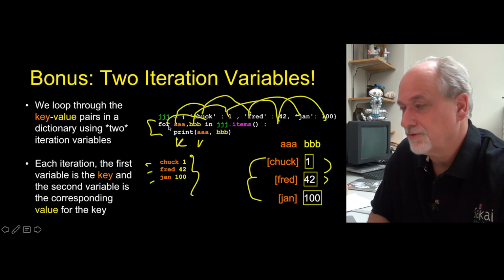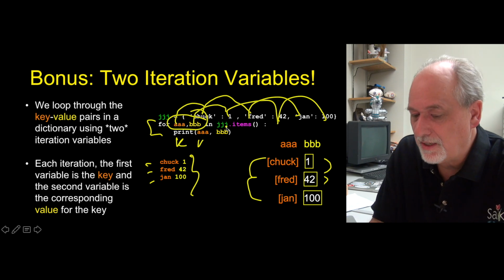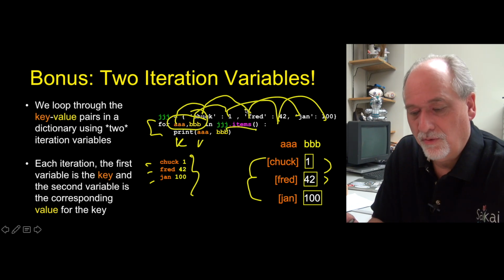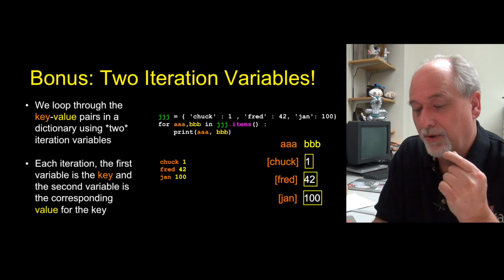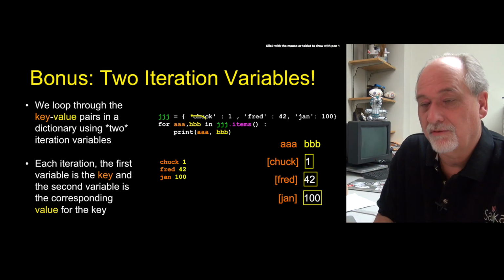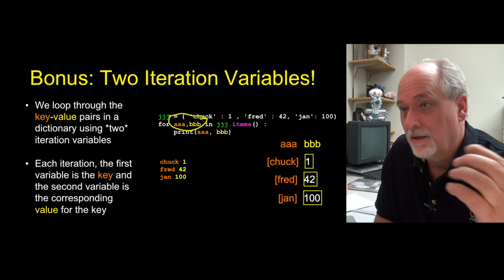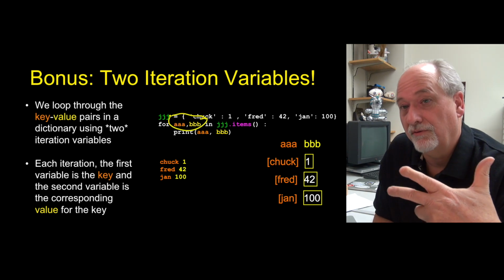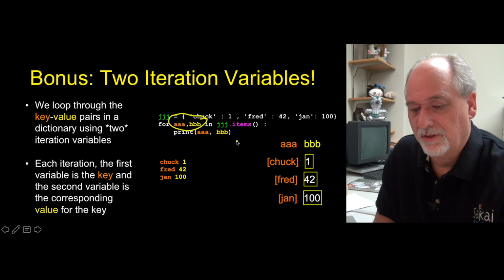The syntax is a little disquieting when you first see it, but it's a super elegant thing, and you just have to say items. If you don't say items, you just get the keys. If you say items, you get the key-value pairs, and you have to have two iteration variables. If you don't have two iteration variables and use items, it'll complain and say, what are you doing? I'm giving you two things, and you don't have two variables to receive them. So two iteration variables and items are basically related.